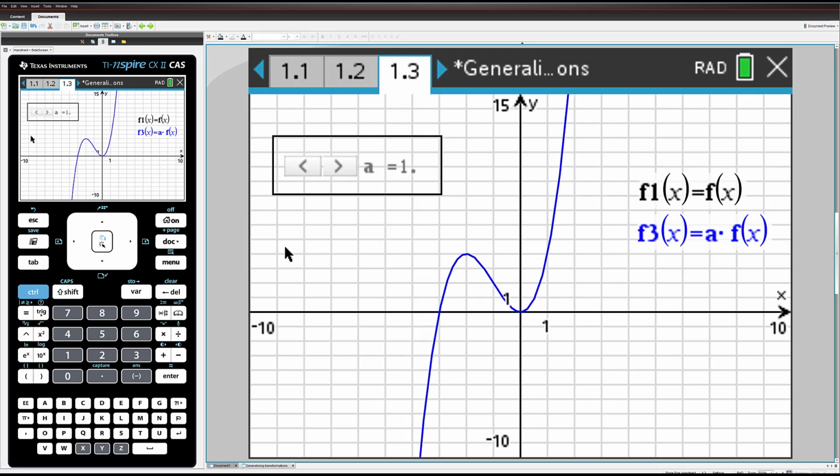You take a function f of x, I give you a picture of what it looks like, and I ask you to sketch 2 times f of x. You dilate all of the points by a factor of 2 from the x-axis, that is, you double all of their y coordinates. Okay, let's go back over to the notes for a moment.